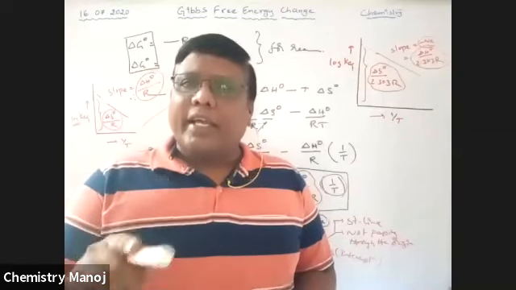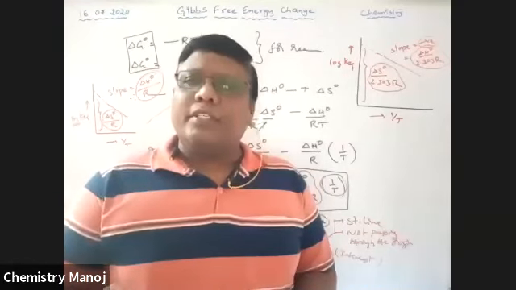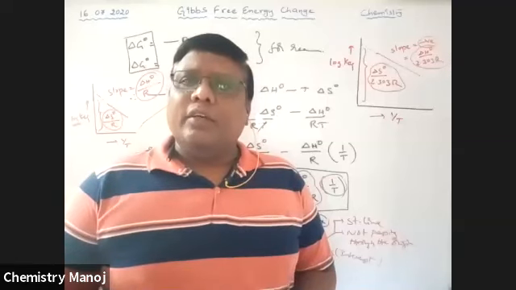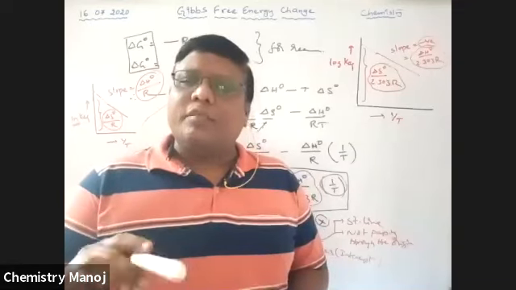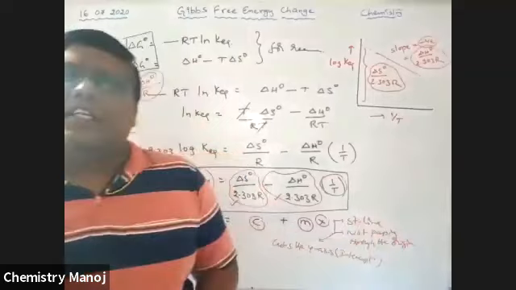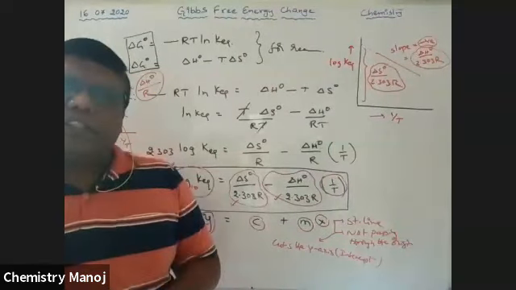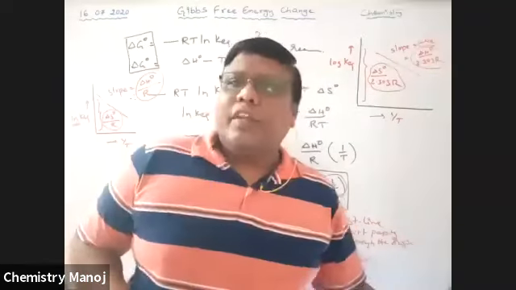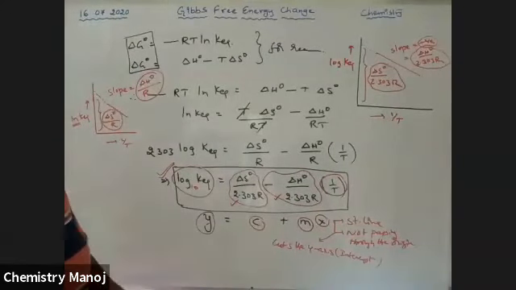If delta G is negative, that is less than 0, it is spontaneous. If it is greater than 0, it is non-spontaneous. If it is equal to 0, the system is at equilibrium. So these are different conditions for the delta G cases. Okay, so this is about your Gibbs free energy. Now I am giving a problem based on this topic. So see here.